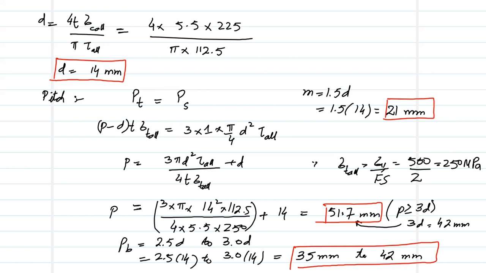Now similar is the case for the butt joint. Now you have a double riveted double cover butt joint.